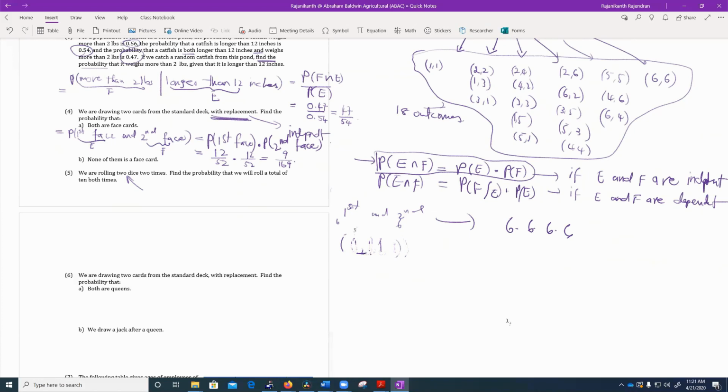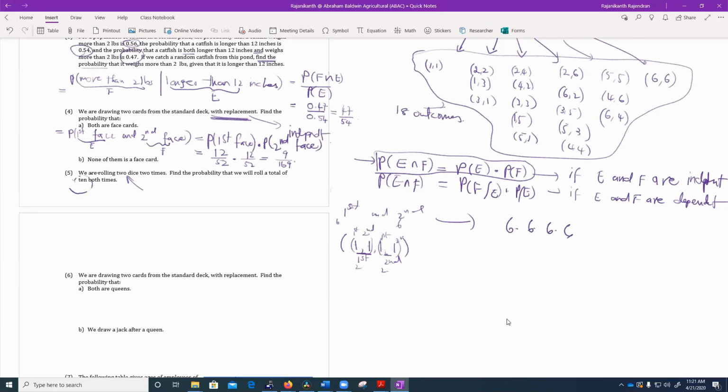This is my first die, this is my second die, but this is for the first time rolling. This is my first die, this is my second die, for my second time rolling. Is that okay? Now the question is, if you add these two numbers for my first roll, 1 plus 1 is 2. Here also 2, right? This particular outcome says both of them total 2. Does that make sense? Like that, now the question is to find the probability that both of them are what?